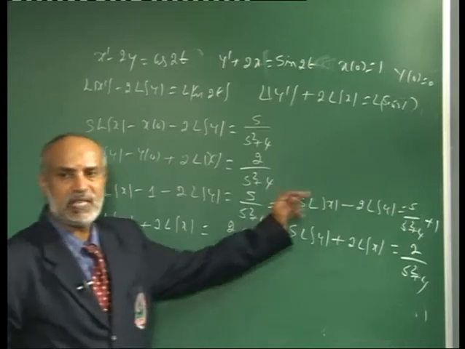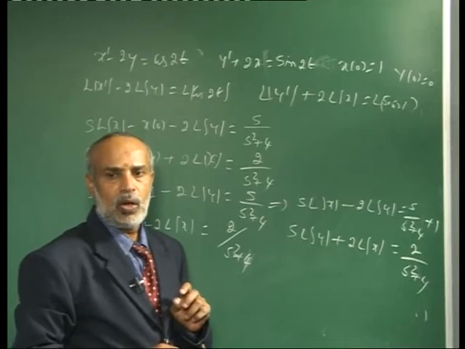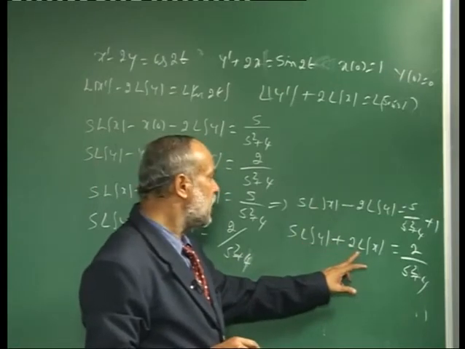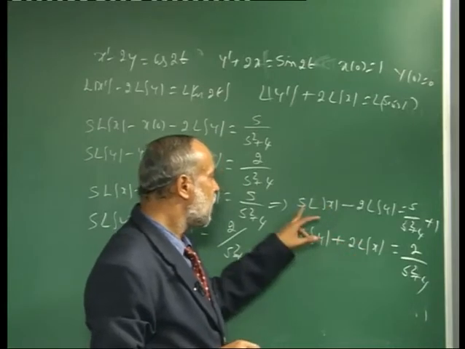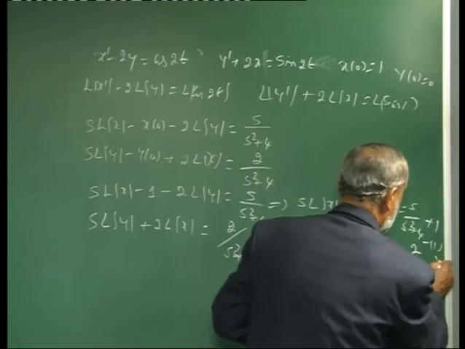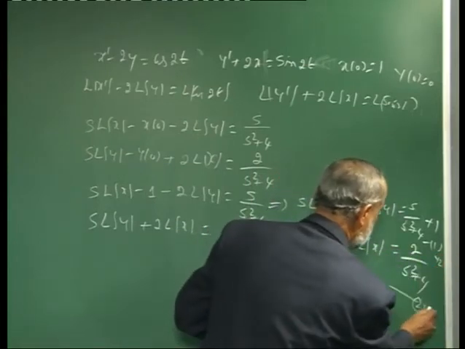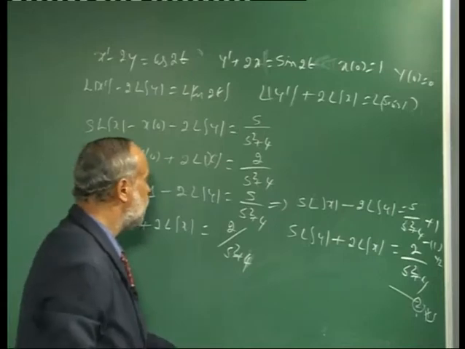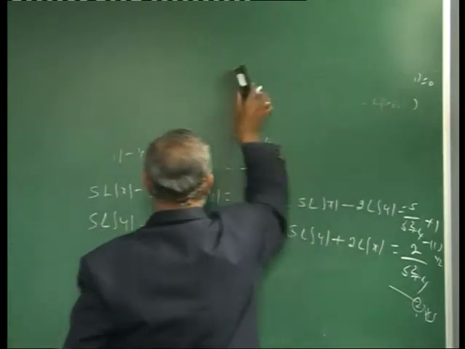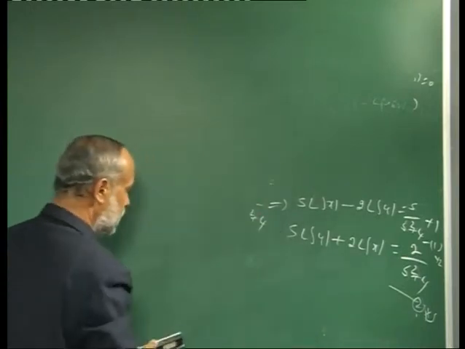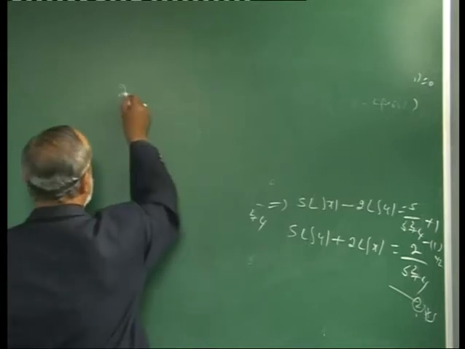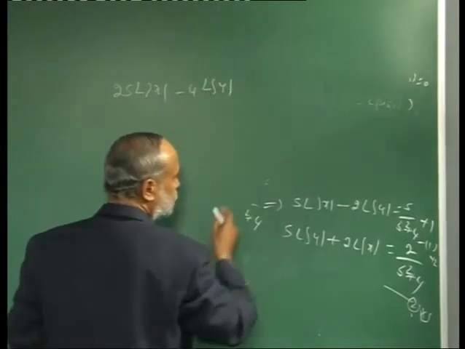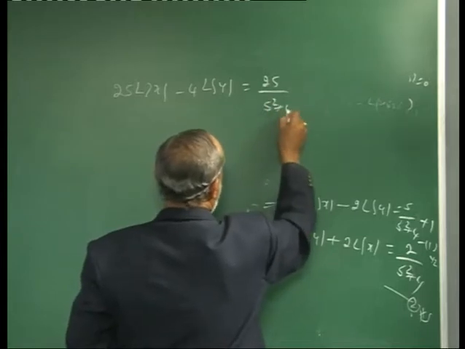Now, you have to solve these two equations. If you solve these two equations, what do you get? Here, you have to eliminate x. If you want to eliminate x, here s L of x is there, here 2 L of x is there. First equation multiply by 2 and second equation multiply by s. Then what you get? Minus 4 into L of y is equal to 2s divided by s squared plus 4 plus 2.